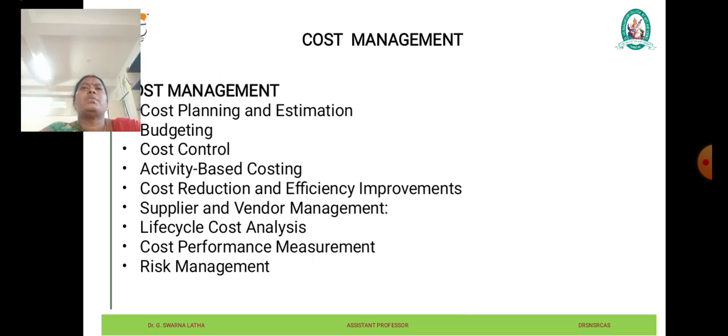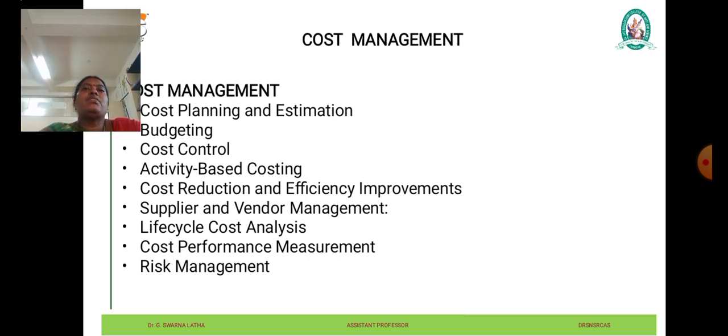Risk management. Cost management includes managing risks that may impact project cost or cost management objectives. This involves identifying potential risks, assessing their likelihood and impact on cost, and implementing risk mitigation strategies to minimize their adverse effects on cost outcomes.